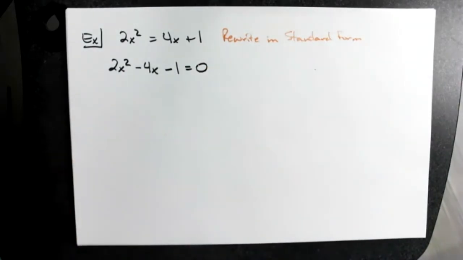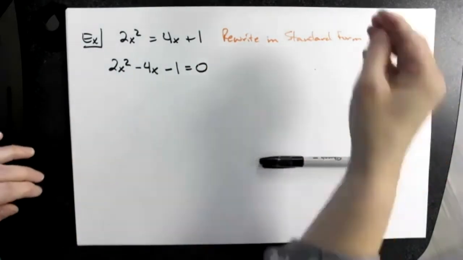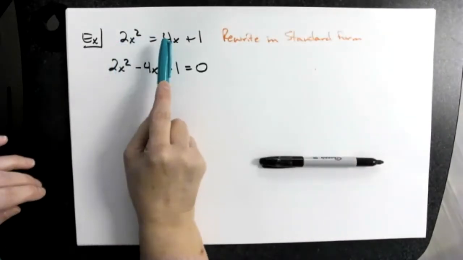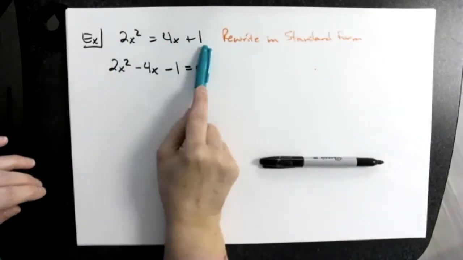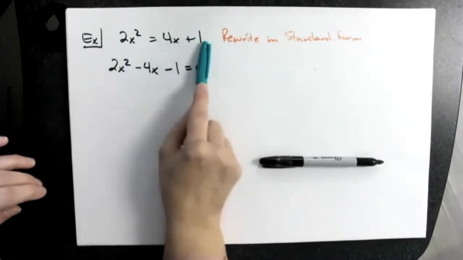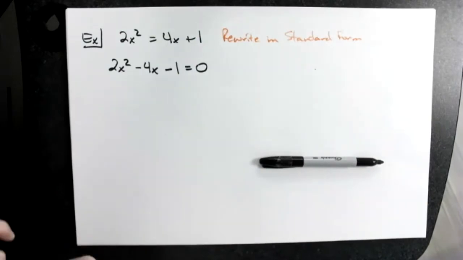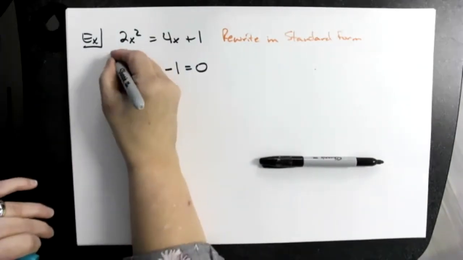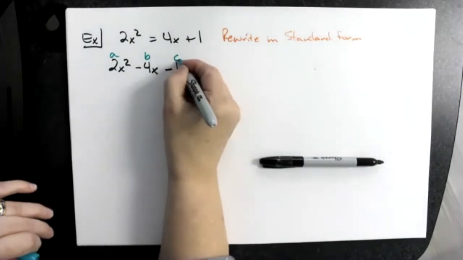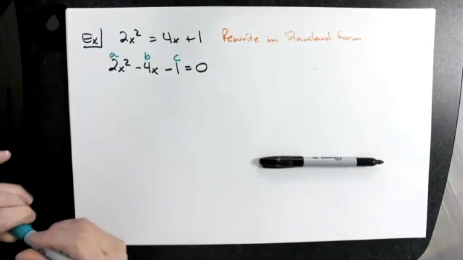Like I said, the number one mistake or problem area is people try to use this for A, this for B, and this for C. These would be the wrong values, because if you use them when it's not in standard form, they're going to be the opposite sign. So at this point, my A is 2, my B is -4, and my C is -1.